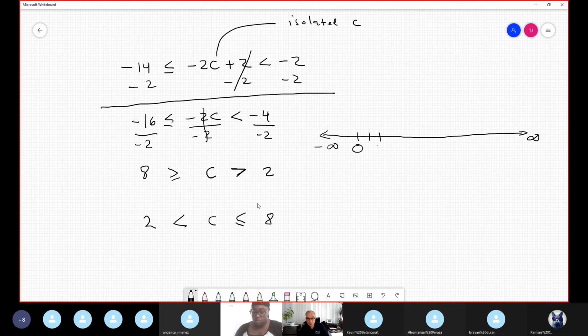Zero, 1, 2, 3, 4, 5, 6, 7, and 8. Okay, it's the bunch of values in between 2 and 8. Of course, include 8, because I can see here the equal sign, and do not include 2, because I don't see here an equal sign. The endpoint 2, no, it's not inside the solution, and the endpoint 8, yes. So the answer is parenthesis 2, 8 bracket. Any question?